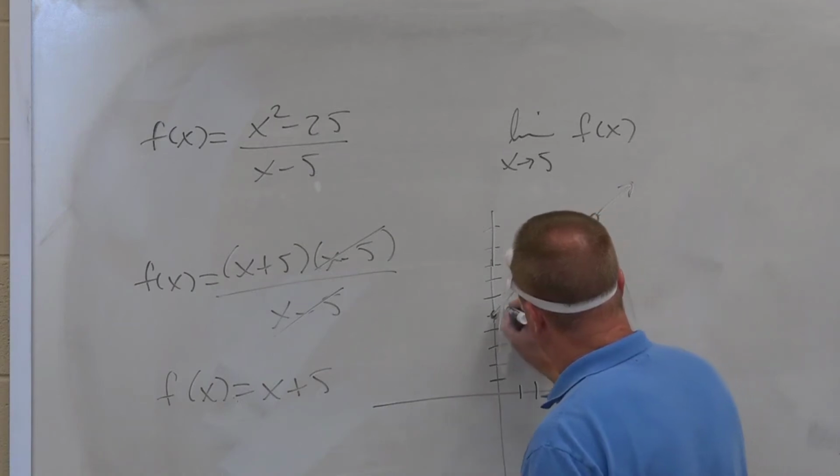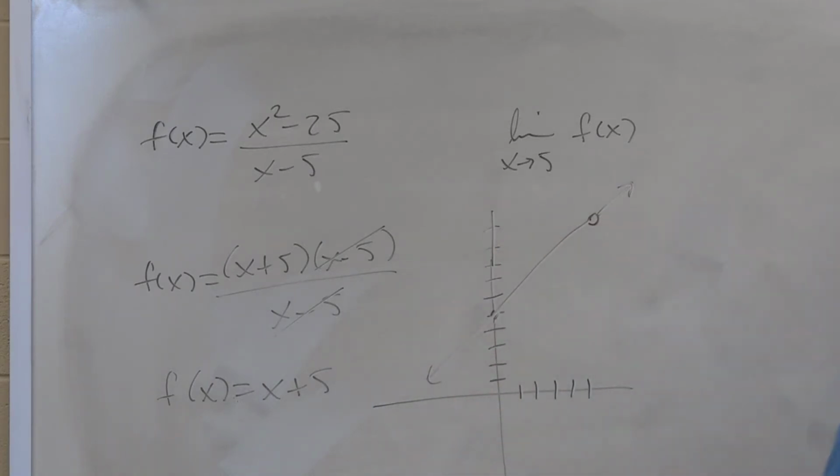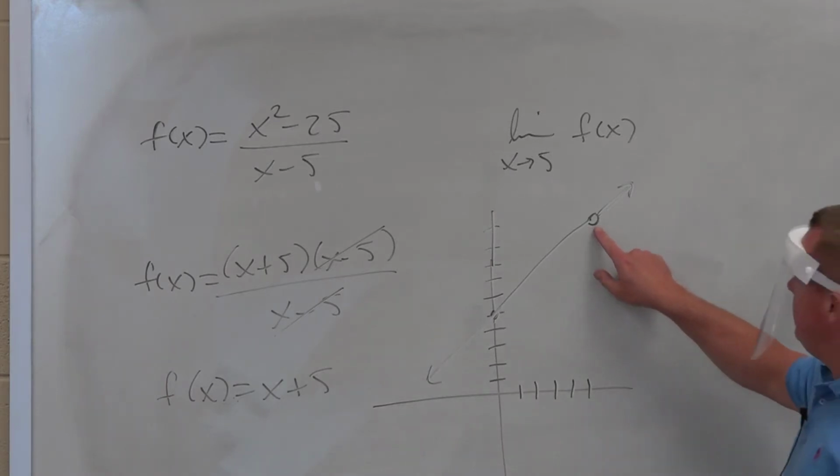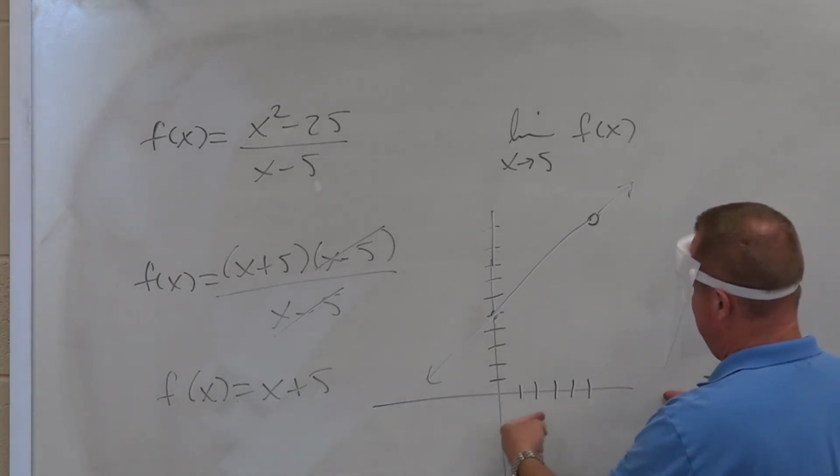Sorry, this marker's about out. See if I've got another one. Okay, so you got a line with a hole there. So, knowing what we know about functions now, what would be the limit as x approaches 5 of this?